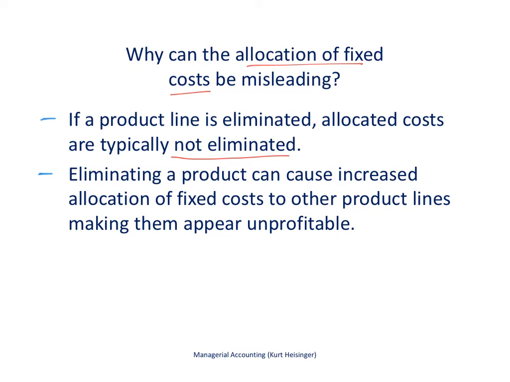And so that's what you see here in the second bullet point, that we can see an increase in the allocation of fixed costs to other product lines, and it might even bring the profit into negative territory, into losses for other product lines if we're not careful, and we might start considering the elimination of those product lines. We have to be very careful with the allocation of fixed costs, knowing that in total those costs will remain the same regardless of the number of product lines that we carry.